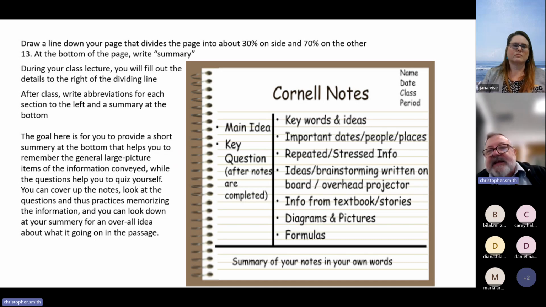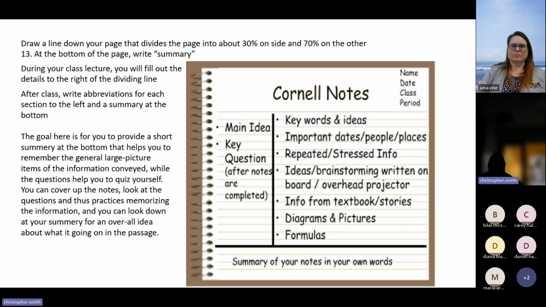Basically, you are taking notes like you always did, except that you are drawing a line a little bit off of center, or you could even just use, with a regular notepad, the red margin as an area to write main ideas and key questions next to your notes, and then leave a space at the bottom of the page to summarize your notes on that page.